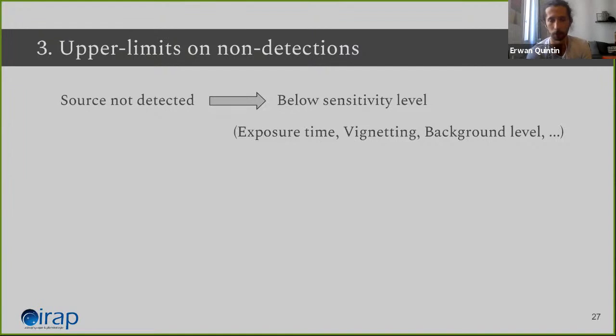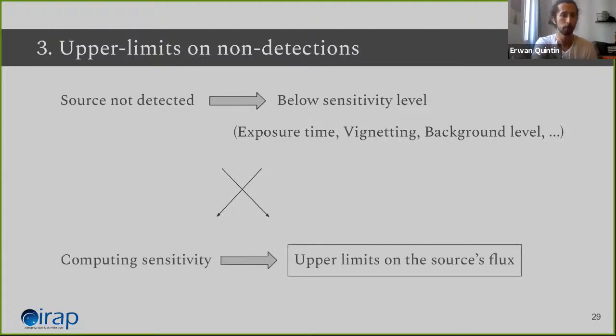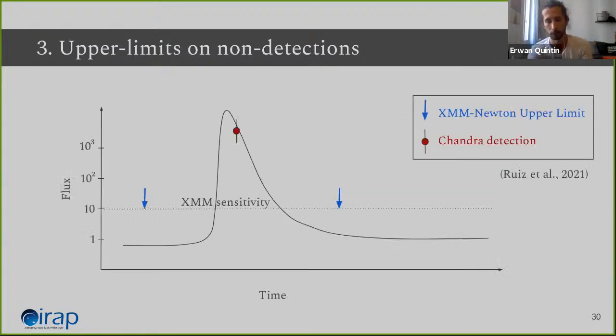This depends on a lot of observational parameters. If we reverse this thinking, it means that by computing the sensitivity level, we get an upper limit on the source's flux. And this is what we have done. We have taken into account all the Chandra and Swift sources that are in XMM-Newton's field of view, but were never detected by XMM-Newton.